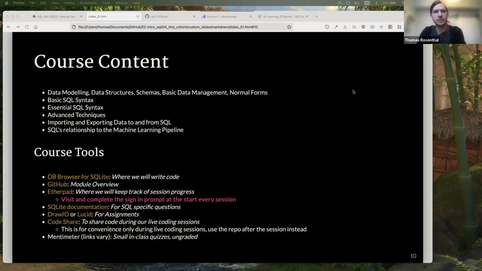And Mentimeter, we'll just do some small in-class quizzes. They're all ungraded. They're just a couple of questions for tracking learning comprehension.